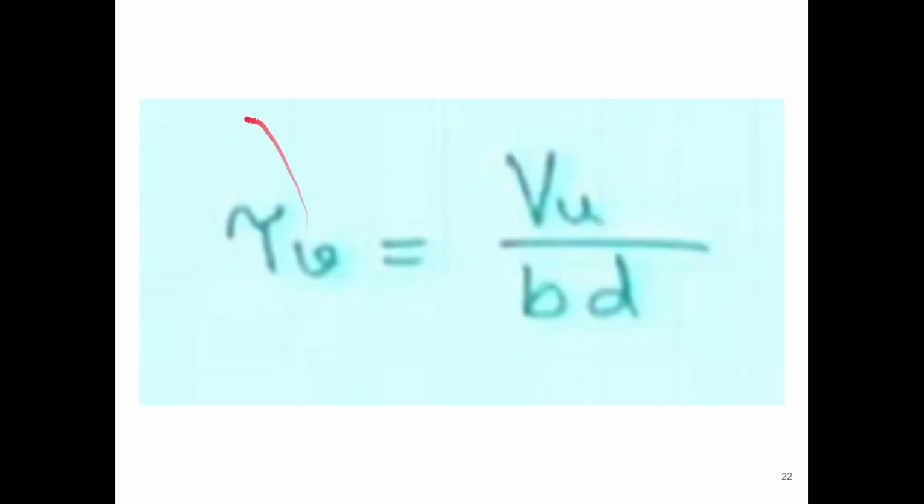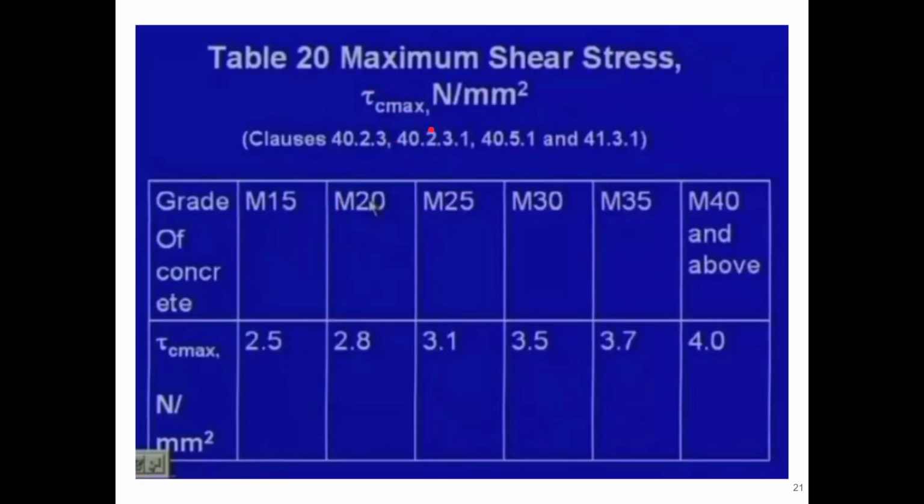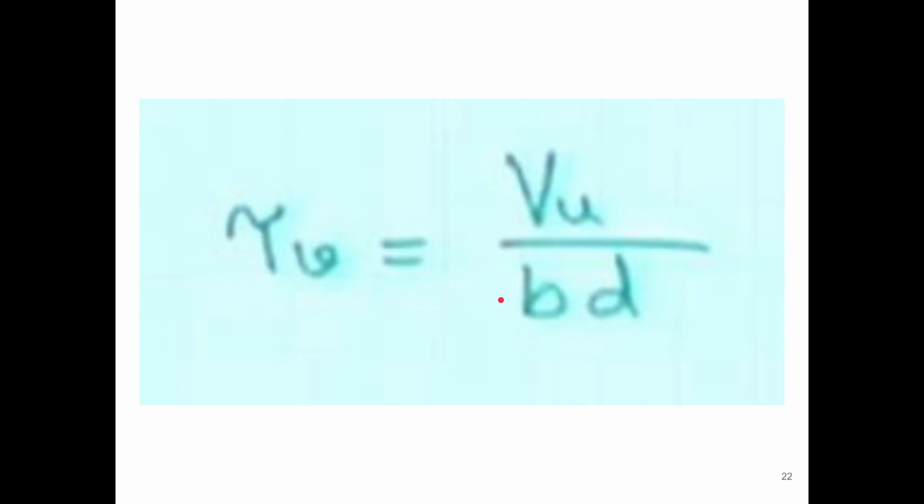Tau v is equal to Vu by bd, where Vu is the shear force as per the design loads. When you divide by width into effective depth, you get the design shear stress. This value should always be less than tau c max. Otherwise we need to redesign the section.